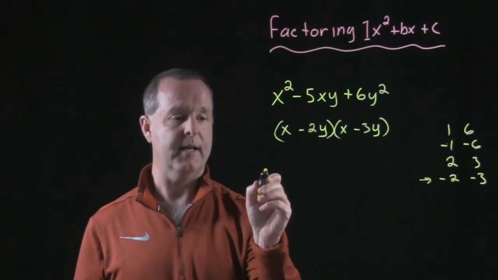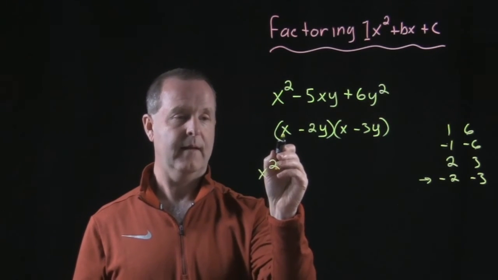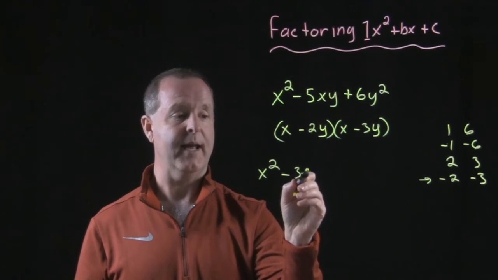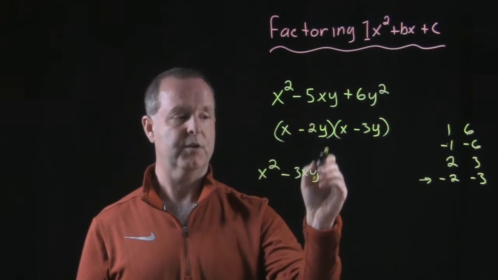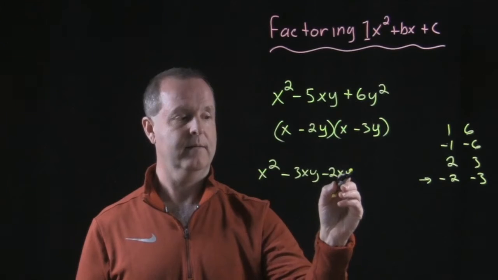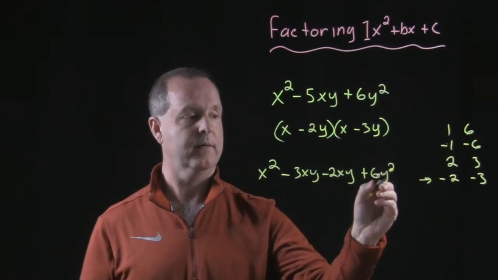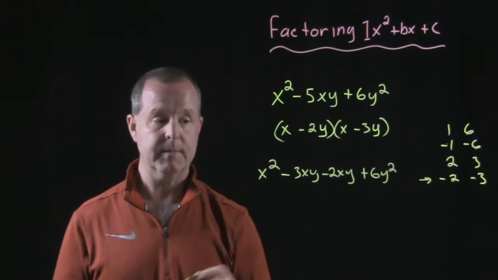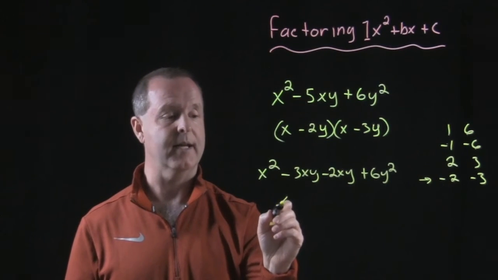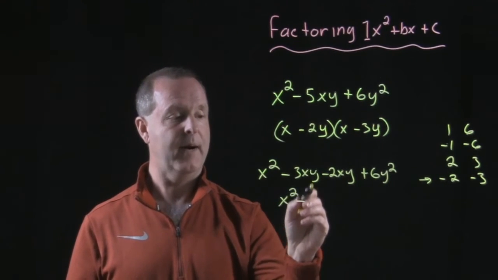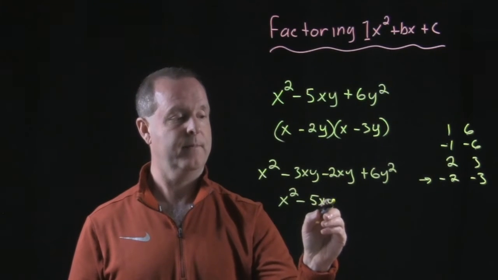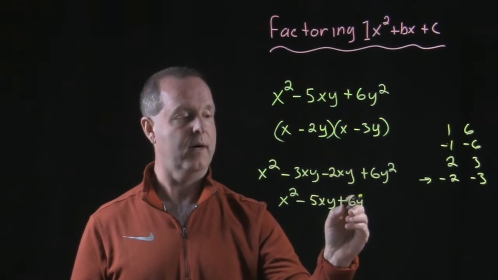First times first is an x squared. Outer terms is a -3xy. Inner terms are a -2xy. And the last terms are a positive 6y squared. Collect like terms, which are always the middle terms in this case. So x squared minus 5xy plus 6y squared.